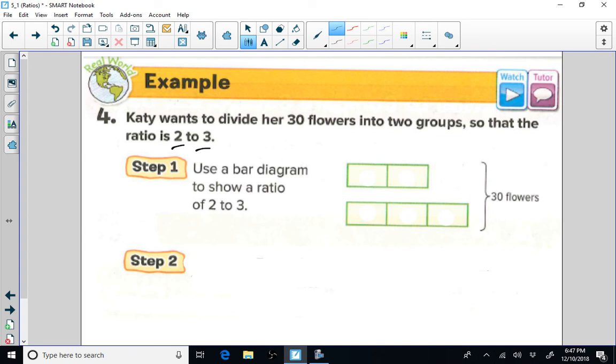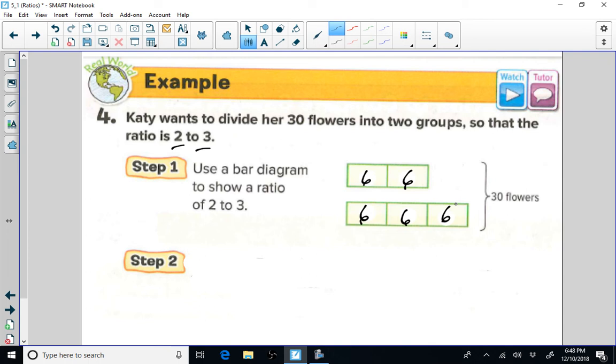answer the question. Well, how do I find the value of the unit? I have a total of 30. So these 5 units have to represent a total of 30. So if I take my 30 and divide by the 5 units, that means each of these units would have to have a value of 6, because 6 plus 6 plus 6 plus 6 plus 6 gives us our total of 30. Once we know our unit, we're able to now answer the question.